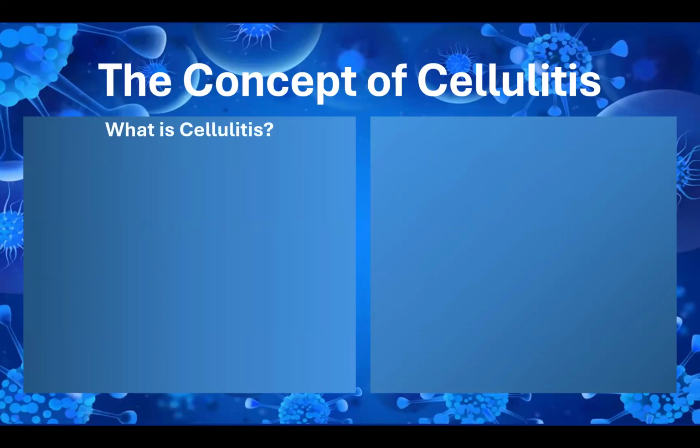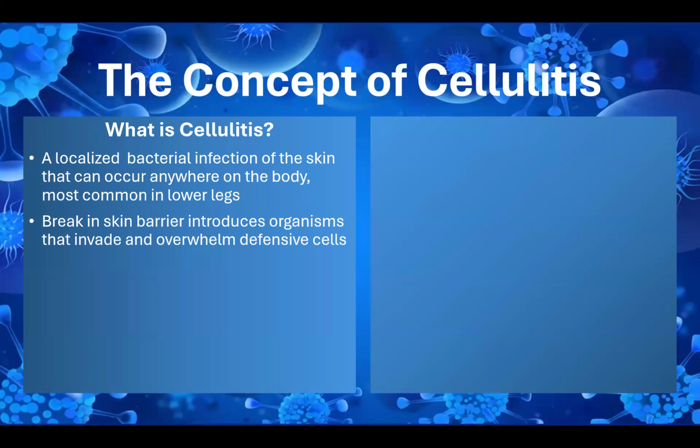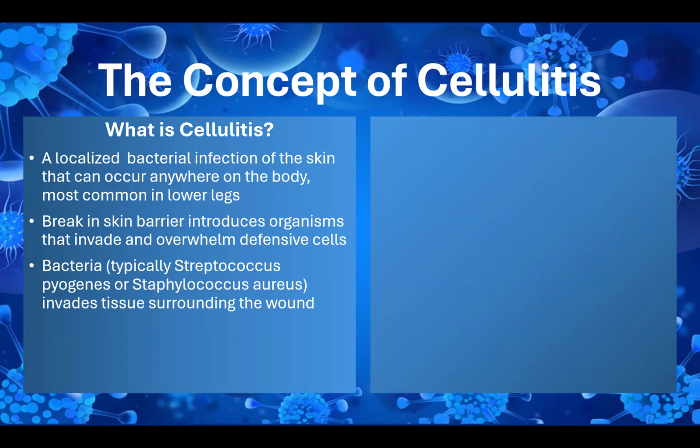What is cellulitis? Cellulitis is a localized bacterial infection of the skin that can occur anywhere on the body and is most common in the lower legs. Cellulitis is caused by a break in the skin barrier, which introduces organisms that invade and overwhelm defensive cells. The bacteria involved in cellulitis is typically Staphylococcus aureus or Streptococcus pyogenes, and it invades the surrounding tissues of the wound.